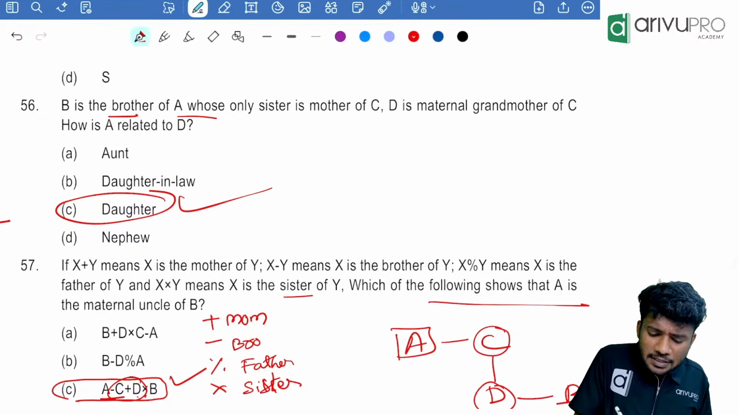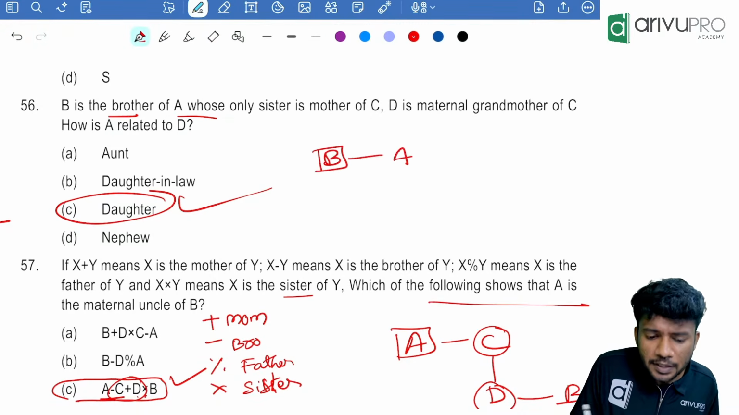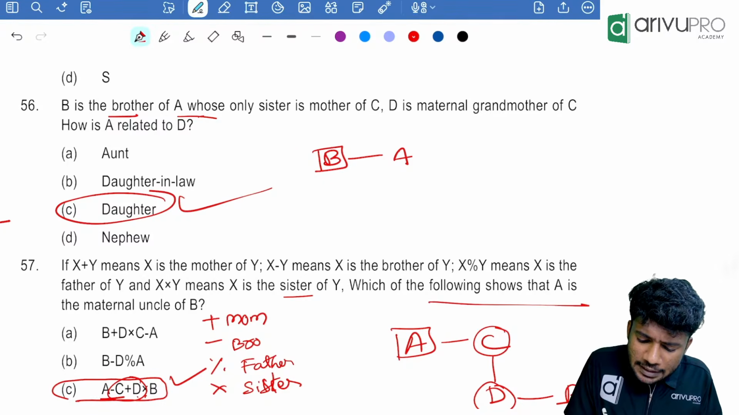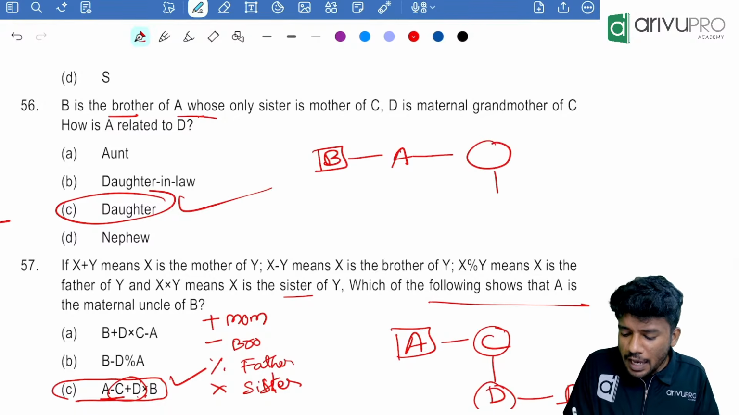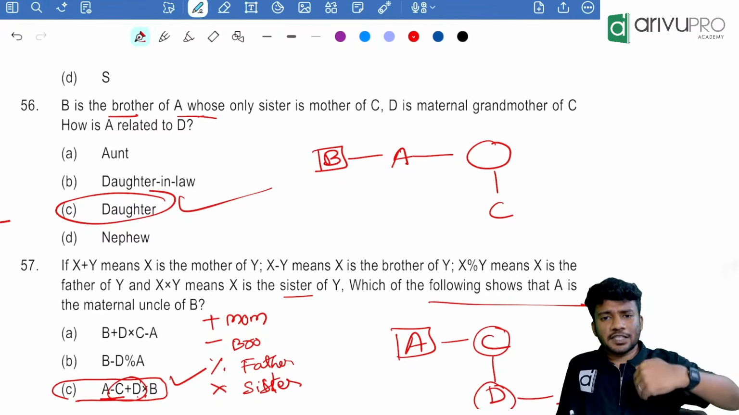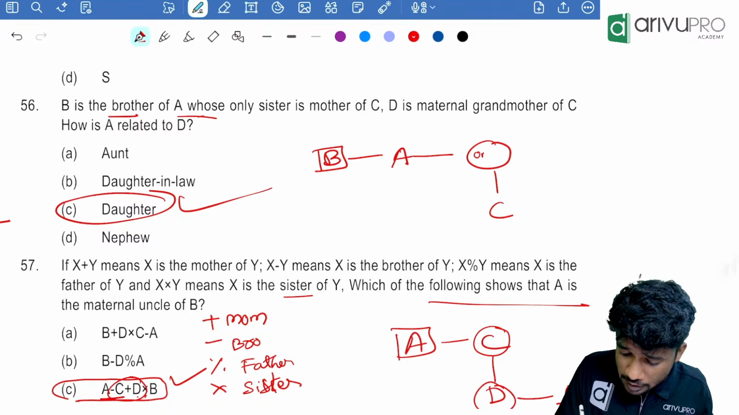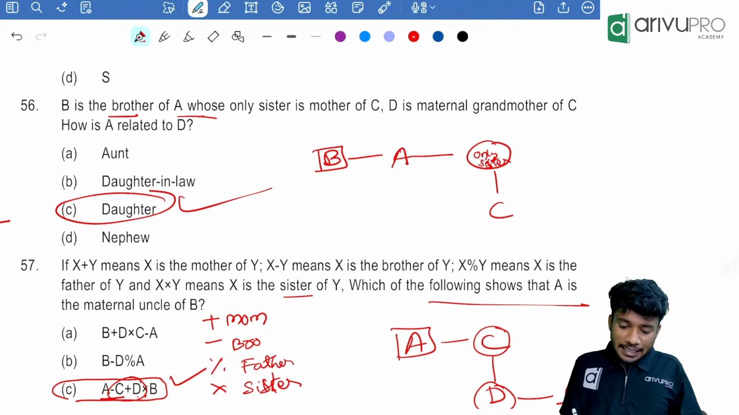Now, B is the brother of A. Like this. Then what is happening? Whose only sister is the mother of C? That means A has an only sister and that sister is the mother of C. That means C will be in the down generation of that sister, right? If you want, I can write here "only sister" for your clarification. Okay, only sister.